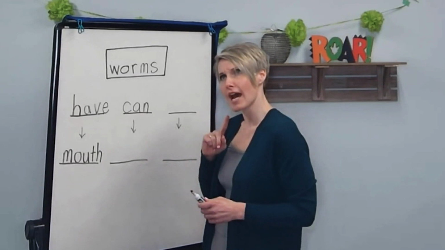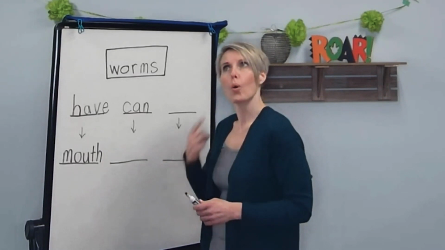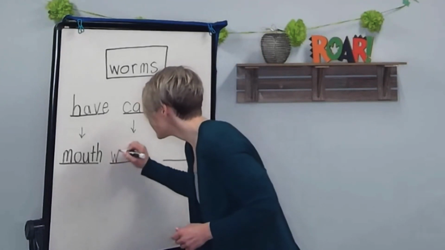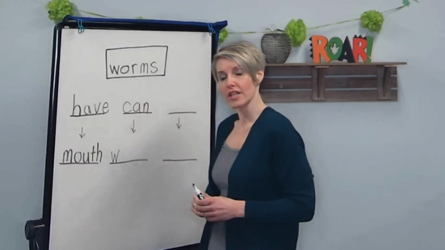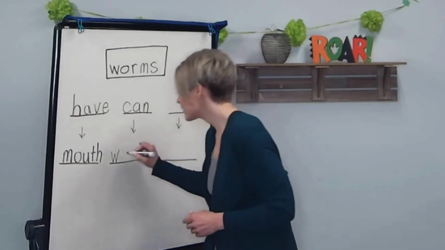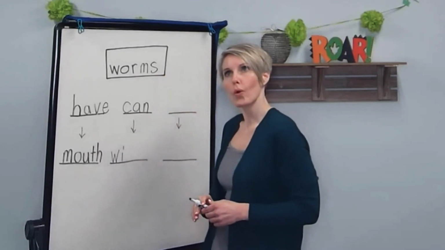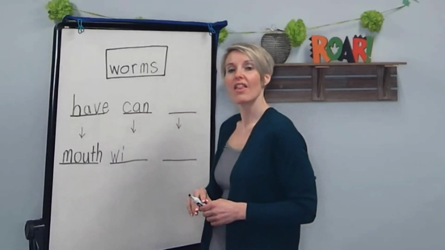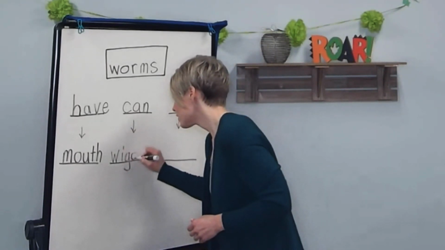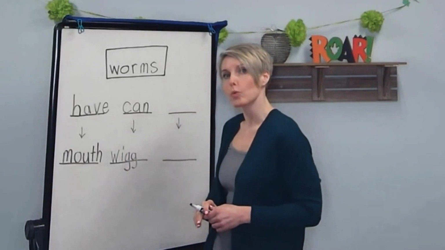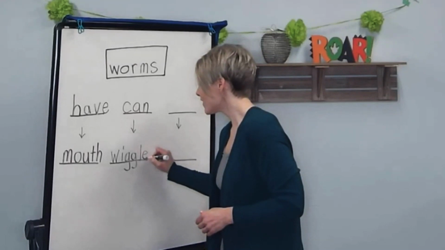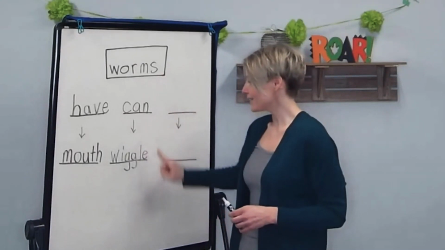Let's think about the first sound in the word wiggle. Ooh, that's W. Can you hear the next sound in the word wiggle? Ooh, that's I. Ooh, g. That's the letter G. But I know in wiggle, we have to use two of them. And the last sound in the word wiggle is L. That's L-E in this word. Worms can wiggle.